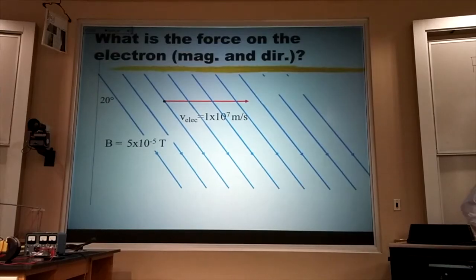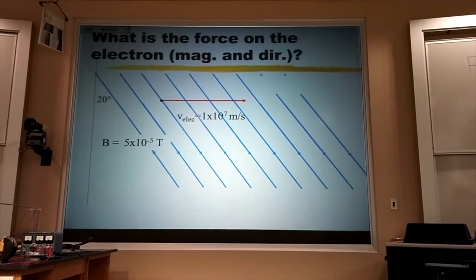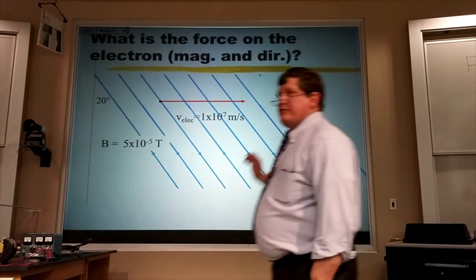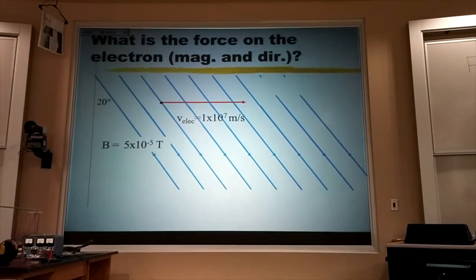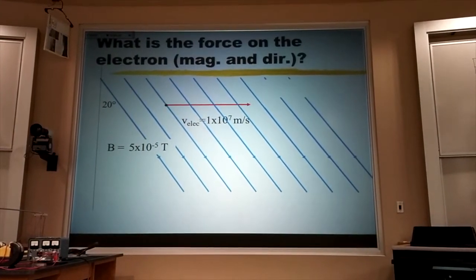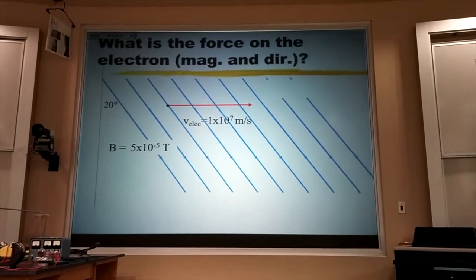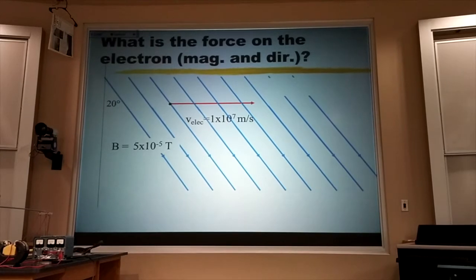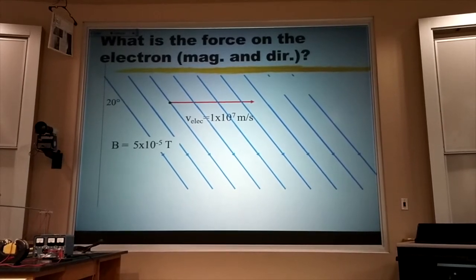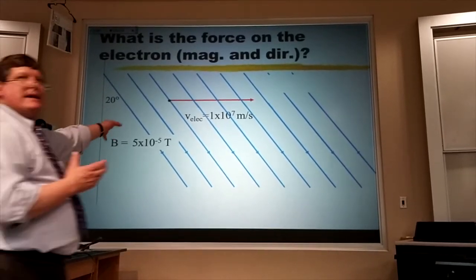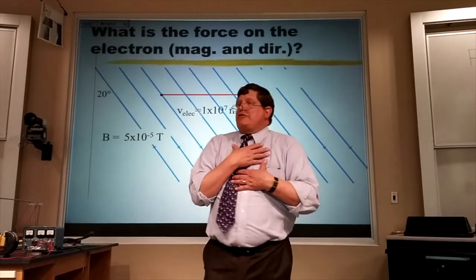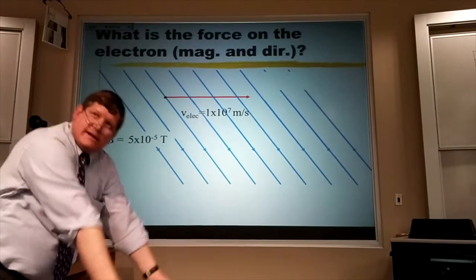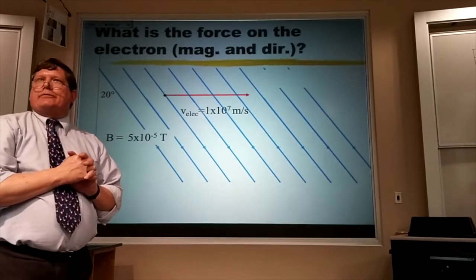This is the type of question you can expect on your final exam. It will be like this, only it might not be an electron, and it will definitely not be headed that way. But this is always going to have the same magnetic field because it's the Earth's magnetic field. And I can't change that. It's always going to point towards Canada and down 70 degrees.